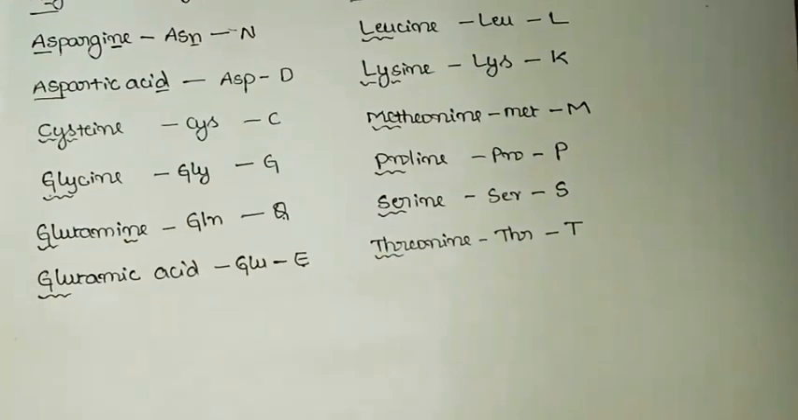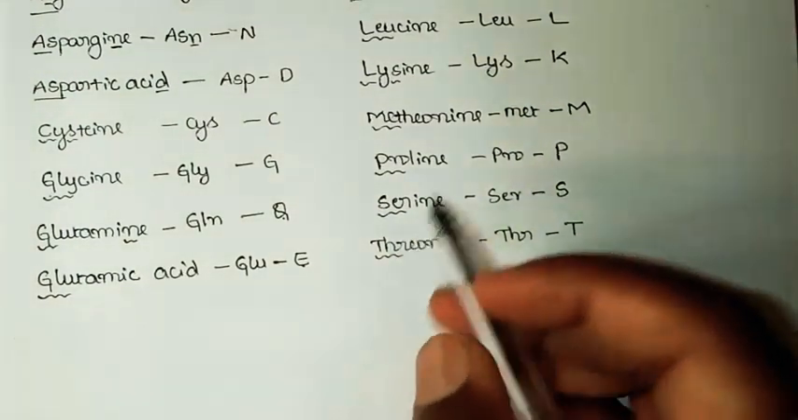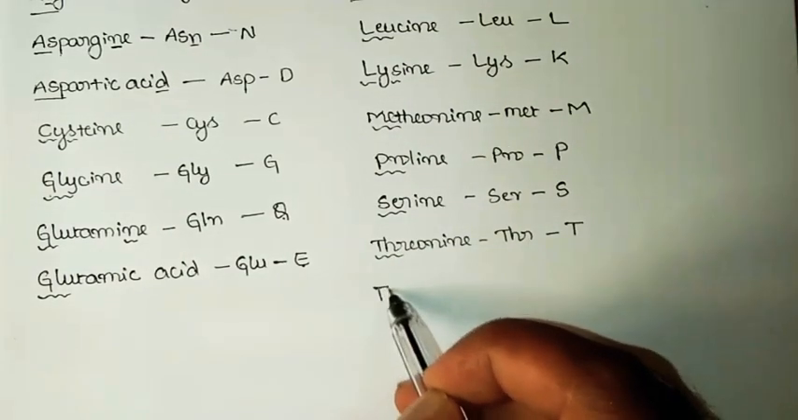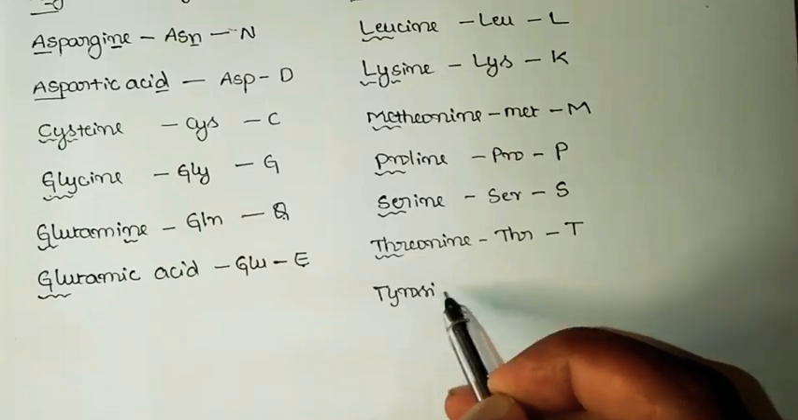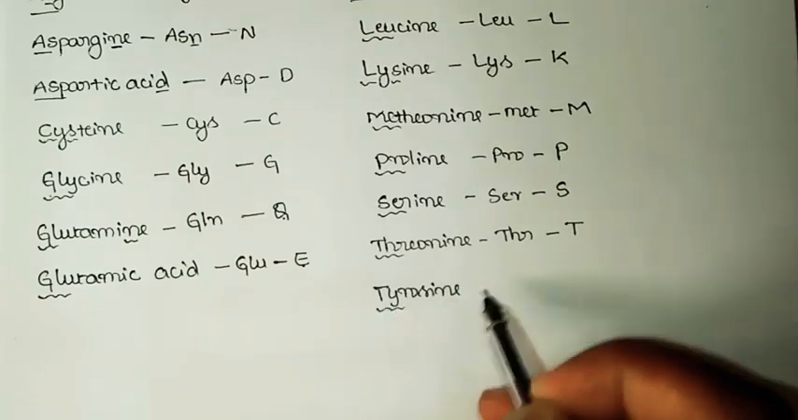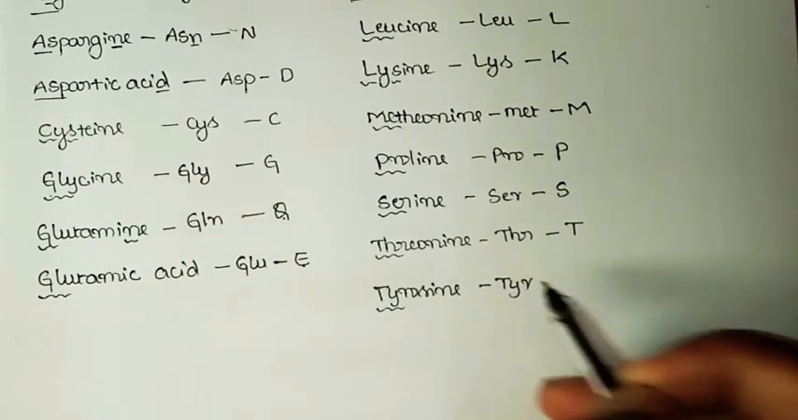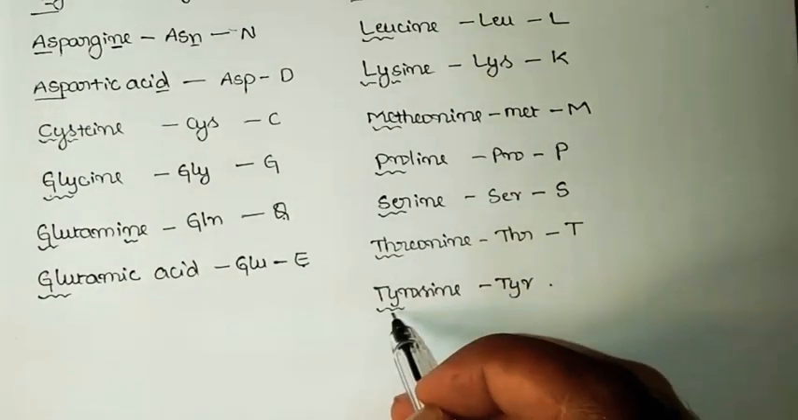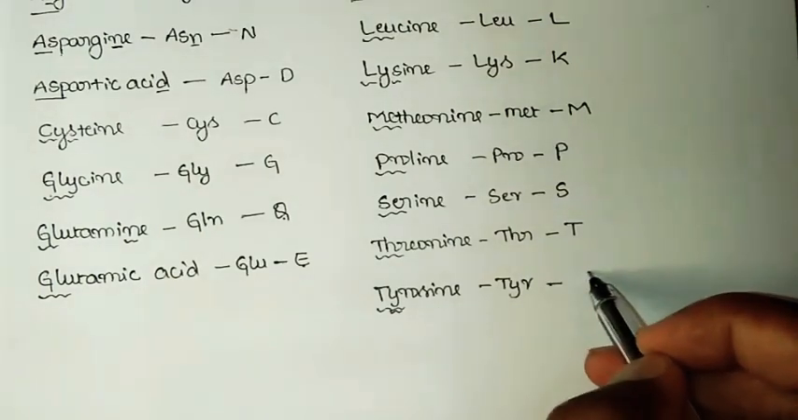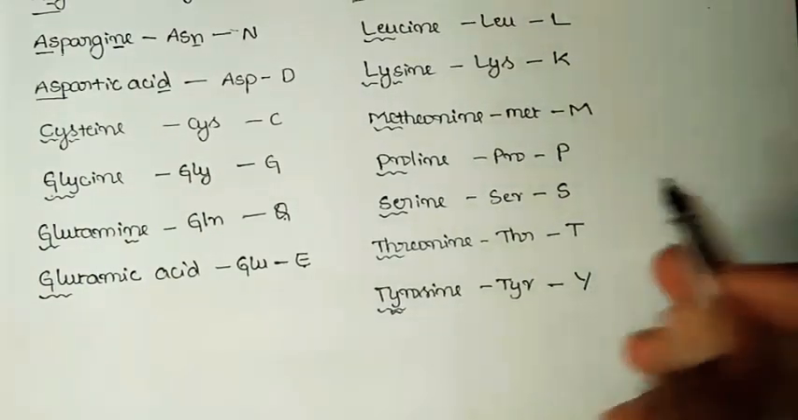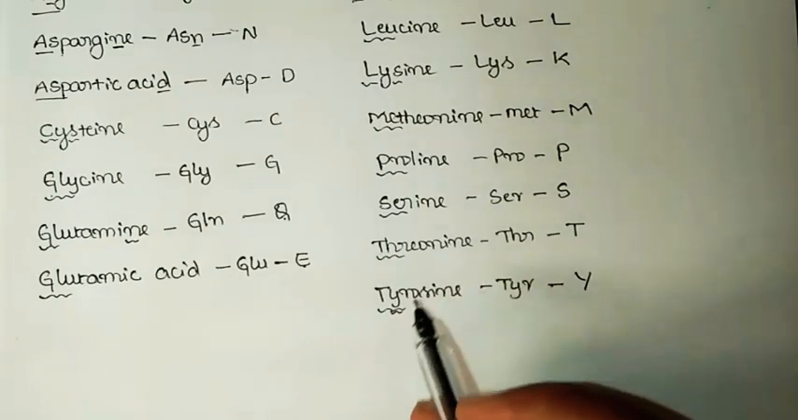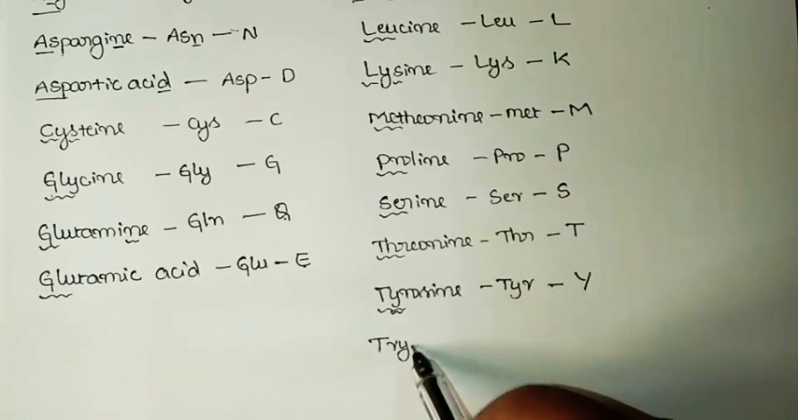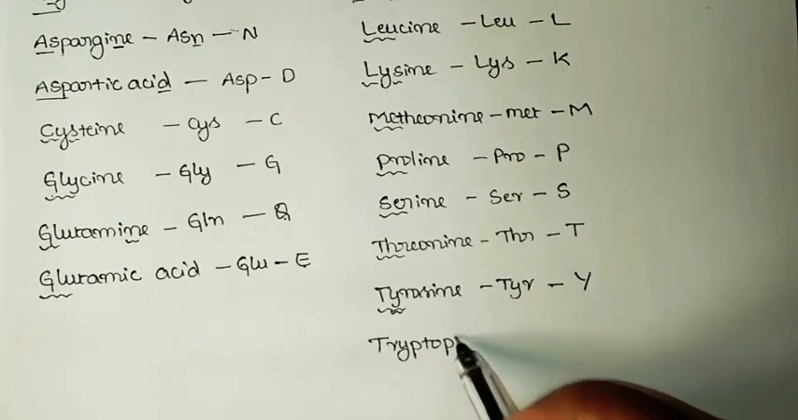So next, similarly, we can go with the remaining amino acids starting with the alphabet T, that is tyrosine. The first three letters TYR will be taken, and T is already given for threonine, so we'll go with the second one, that is Y, the alphabet taken for tyrosine. So we have one more amino acid starting with the alphabet T, that is tryptophan.